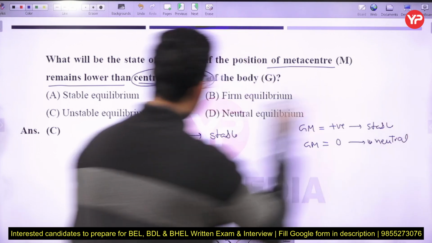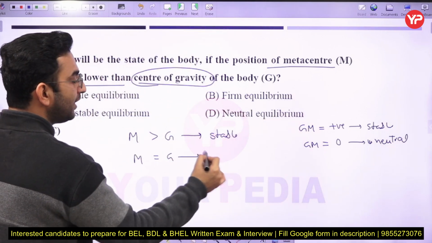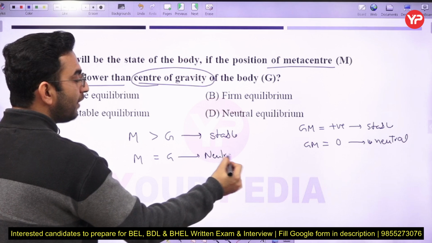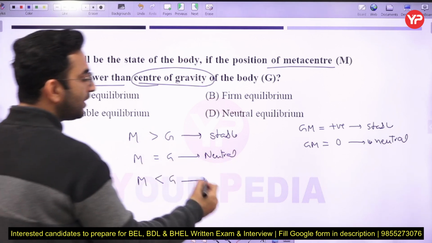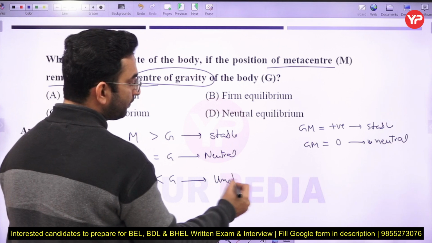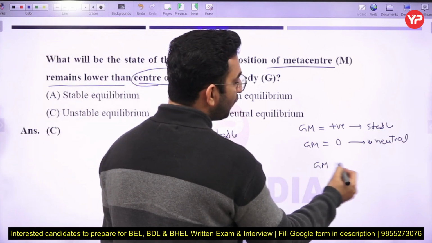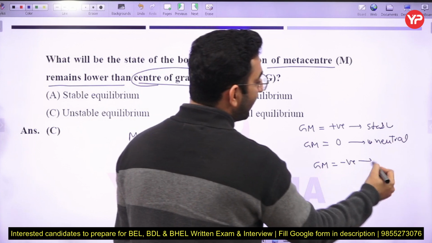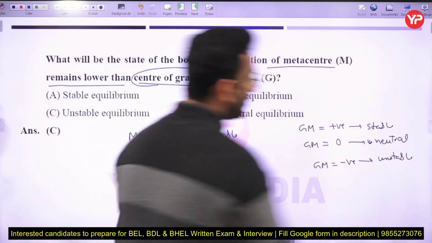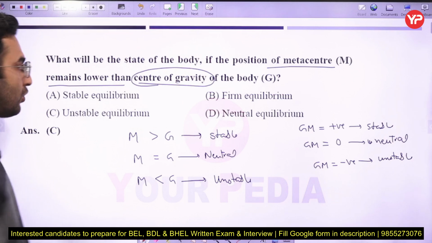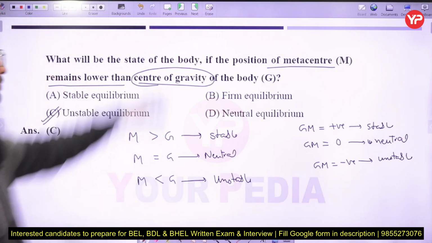Neutral position means M and G coincide with each other. And when M is below G, then we say it is an unstable equilibrium. In the case of unstable, the value of the metacentric height is going to be negative, so GM is going to be negative in this case. So option number C is going to be the correct answer of this particular part.